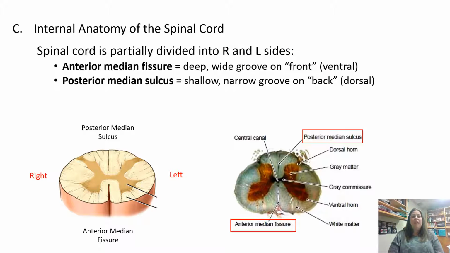All right, so now let's take a look at the internal anatomy of the spinal cord. When we look at the internal anatomy, the spinal cord is partially divided into a right and left side. This is due to the anterior median fissure. Remember, anterior is the front, and this is a deep, wide groove on the front or belly side. We then see that there's a posterior median sulcus, which is going to be a little more shallow, and this is on the back or dorsal side.